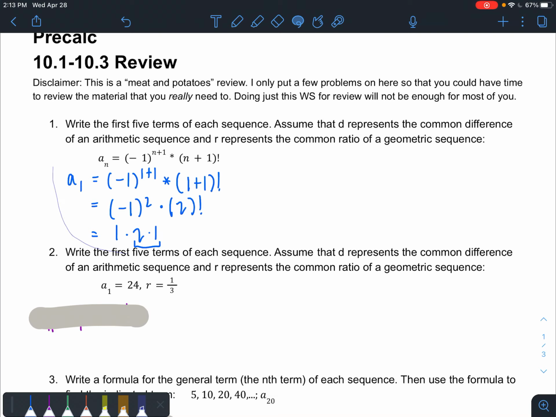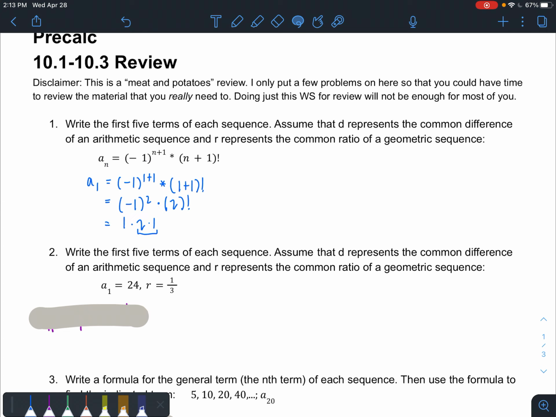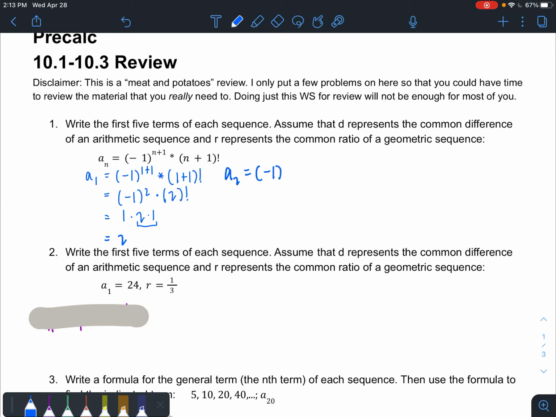I wrote too big. So we get that this is equal to 2. For a sub 2, negative 1 to the 2 plus 1 times 2 plus 1 factorial. So that's negative 1 to the 3rd times 3 factorial, negative 1 times 3 times 2 times 1, or 3 times 2 times 1 is the factorial, so we get negative 6.